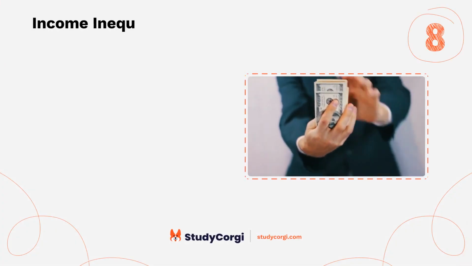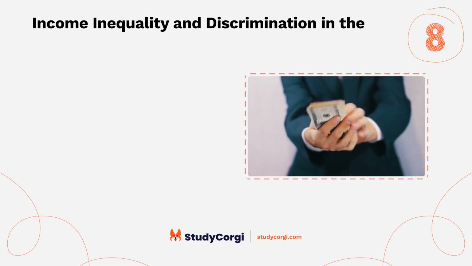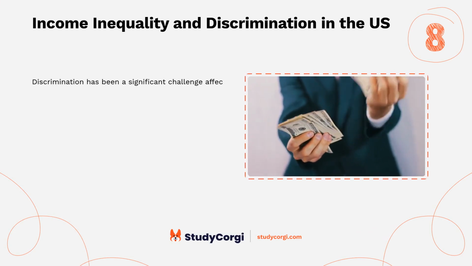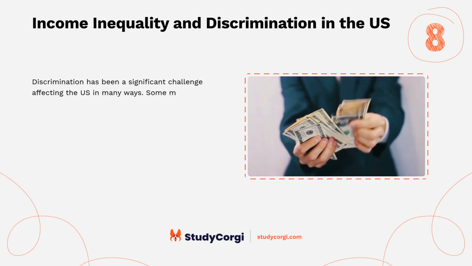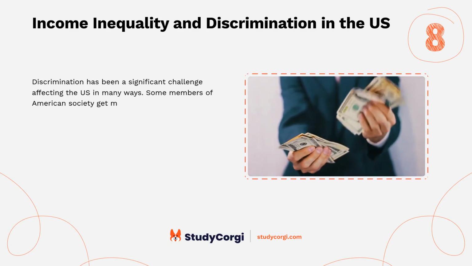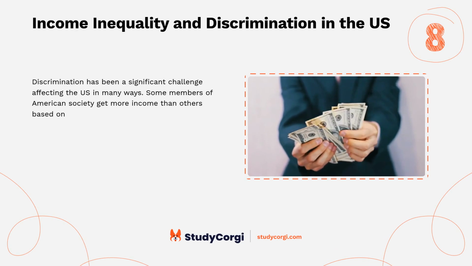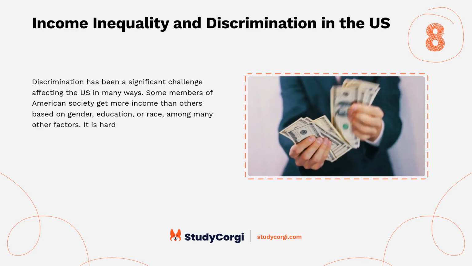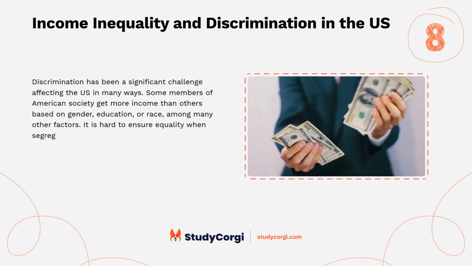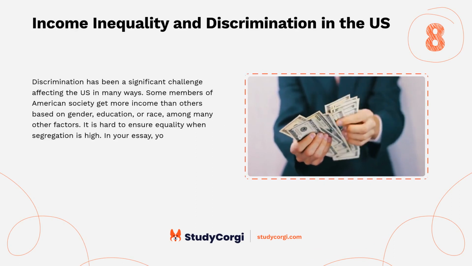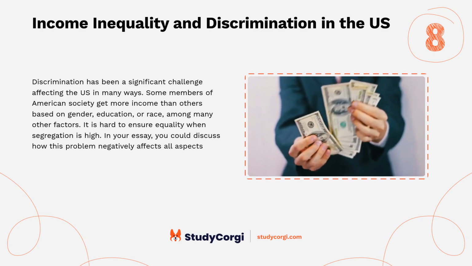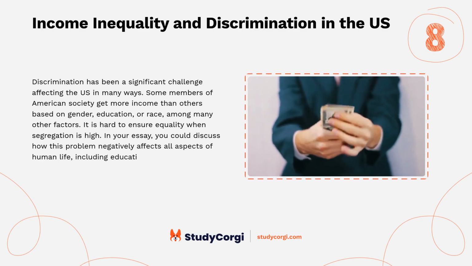Income inequality and discrimination in the U.S. Discrimination has been a significant challenge affecting the U.S. in many ways. Some members of American society get more income than others based on gender, education, or race, among many other factors. It is hard to ensure equality when segregation is high. In your essay, you could discuss how this problem negatively affects all aspects of human life, including education and health.